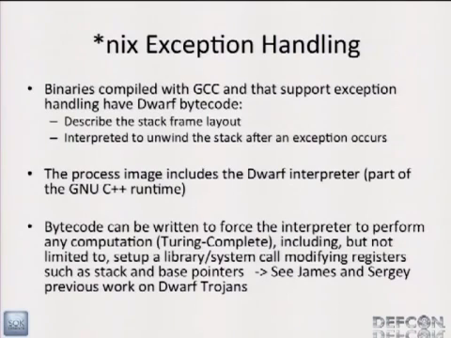So DWARF bytecode is used for describing the stack frame layout, because during exception handling, you need to unwind the stack. And when the authors of GCC were looking at how they wanted to do that, they noticed that it was already in place for debugging purposes. So they just co-opted the same mechanism. So the process image is going to include a DWARF interpreter as part of the GNU C++ runtime in libgcc and libstdc++. And we can write bytecode that forces that interpreter to perform any computation, as was mentioned earlier.